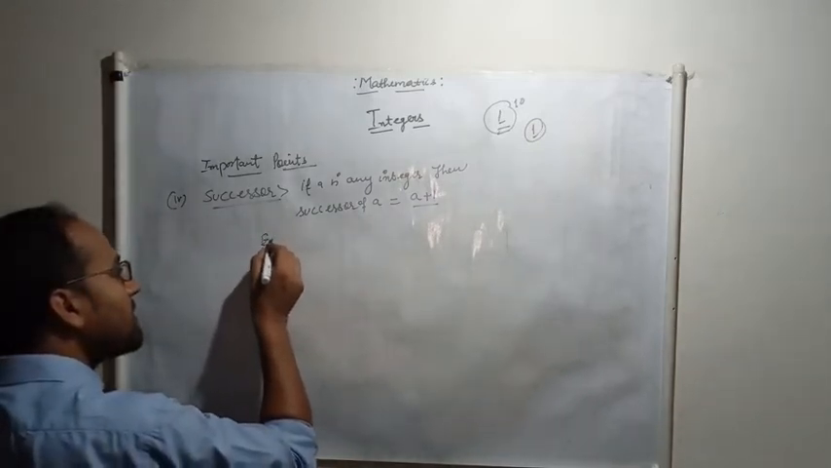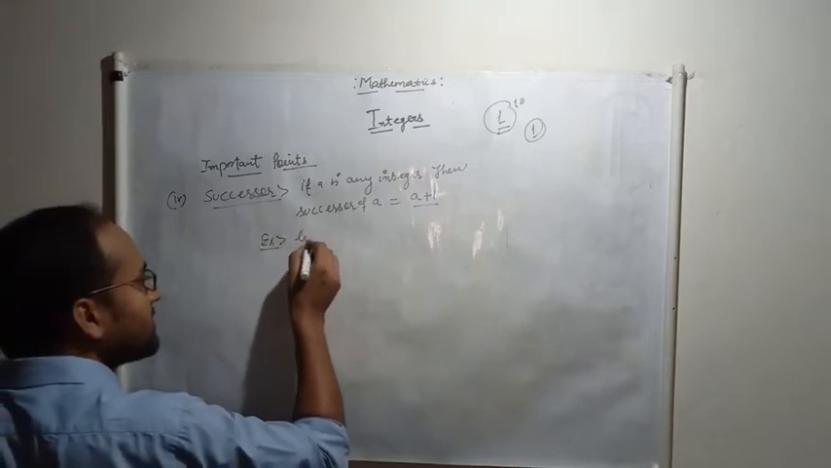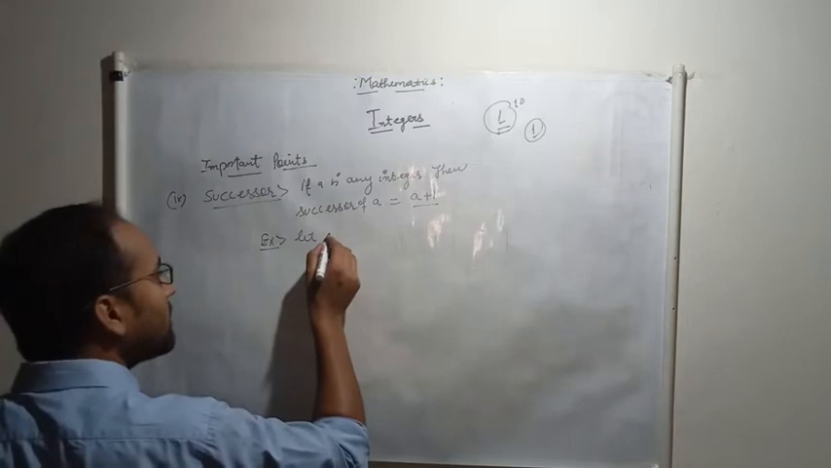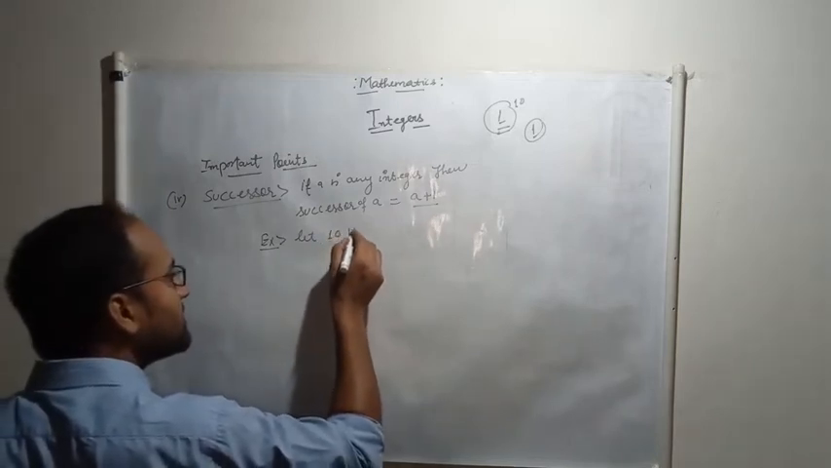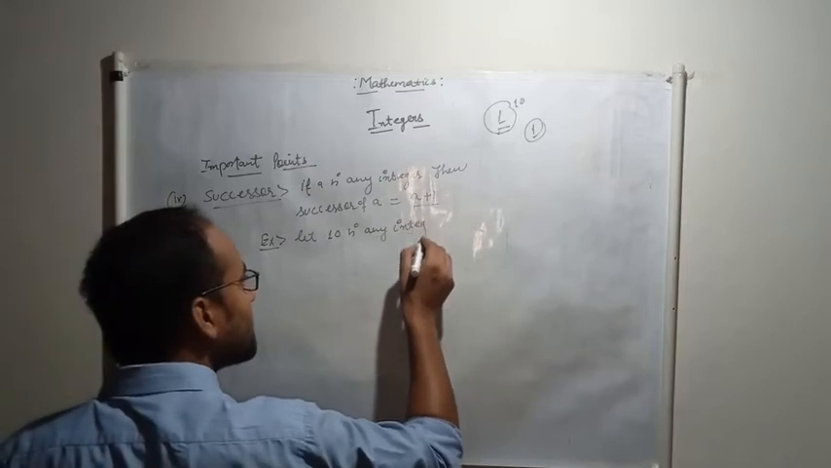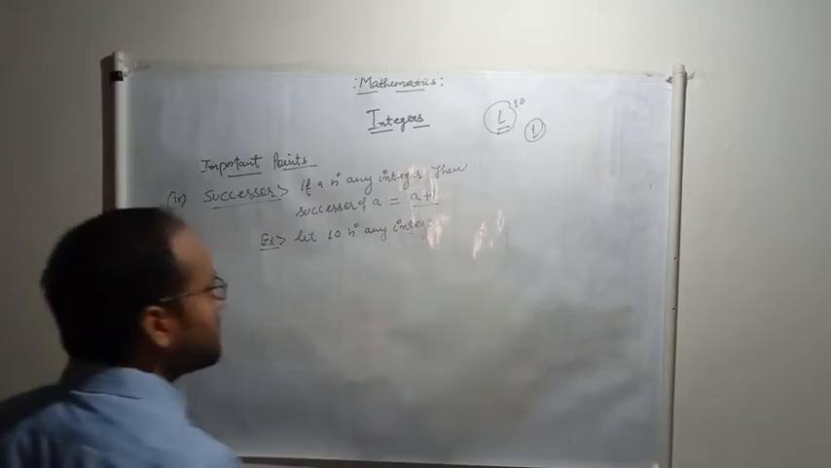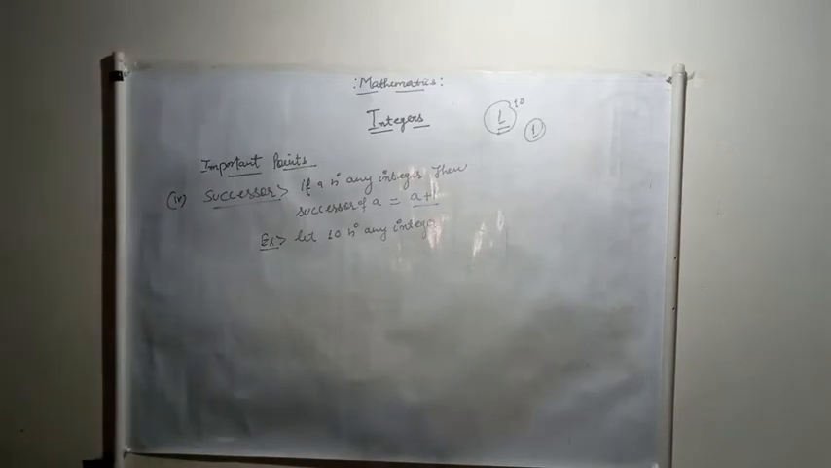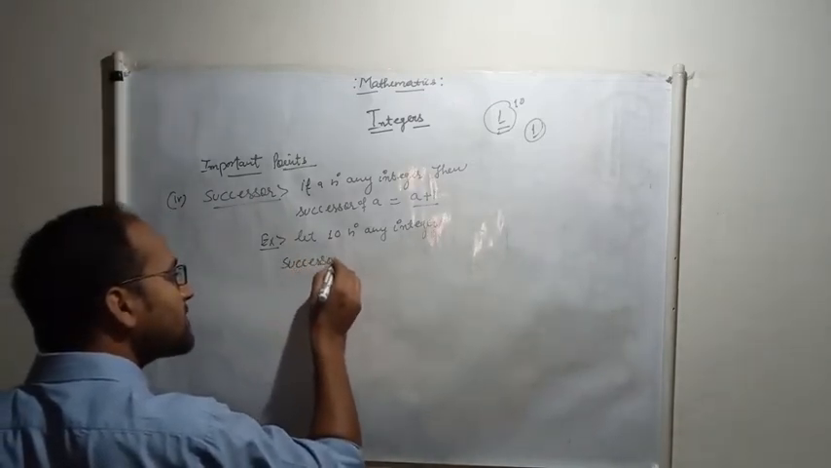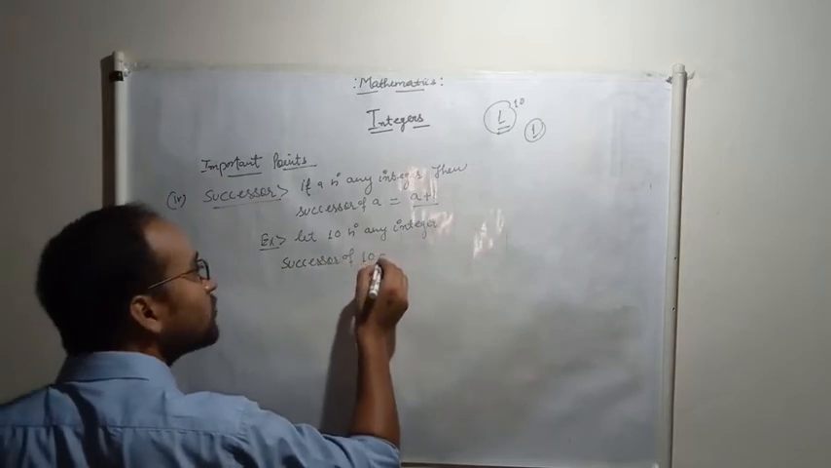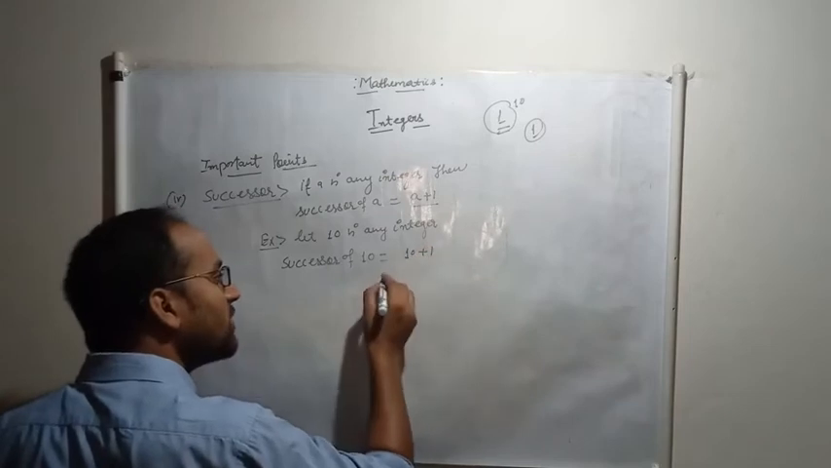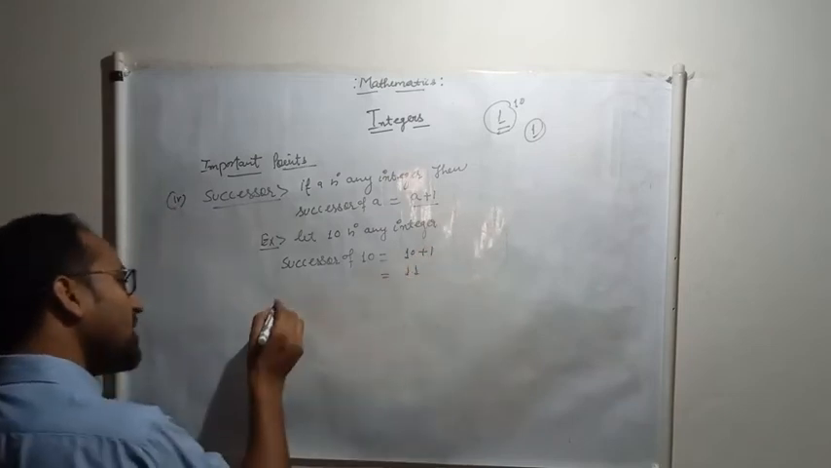Example: let 10 be an integer. Find the successor of this one. The successor of 10: you know that for a, it is a plus 1, so 10 plus 1, what do you get? 11.